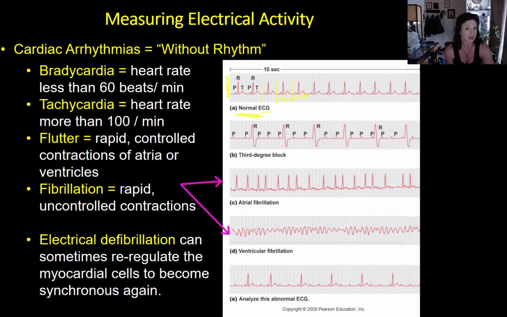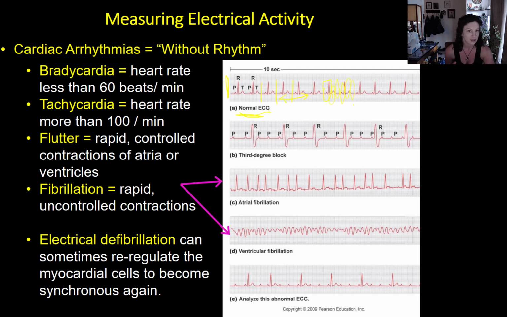The opposite of that is tachycardia. Tachycardia is when your heart rate's too high. It's beating more than 100 beats per minute. You would see the opposite of what I just described. These would be happening much more frequently. You would see these peaks and waveforms occurring much more often on this 10-second time interval.